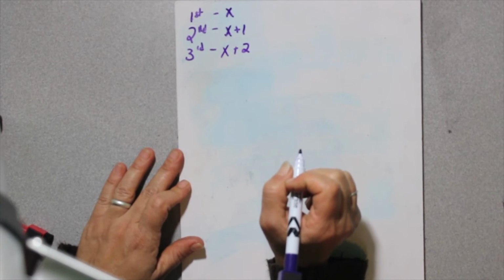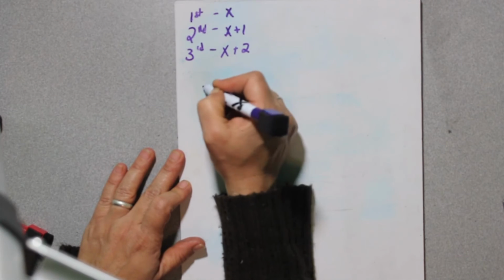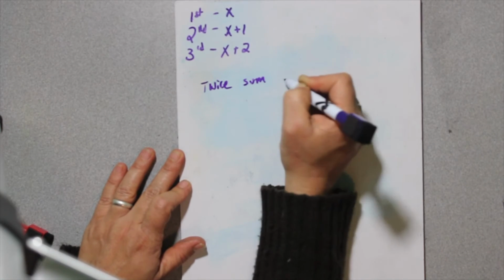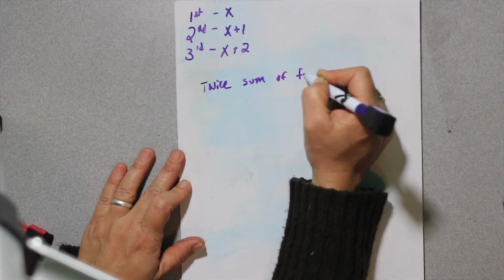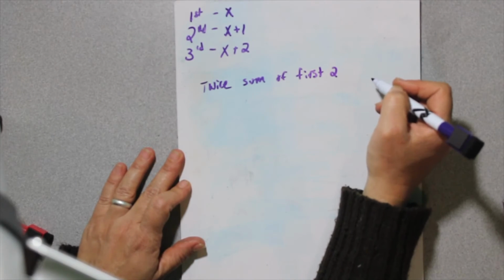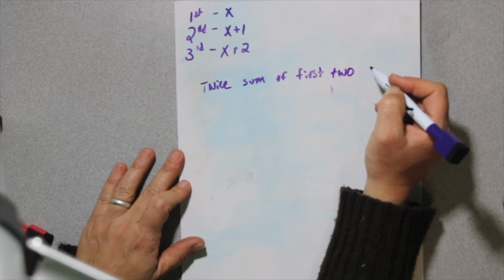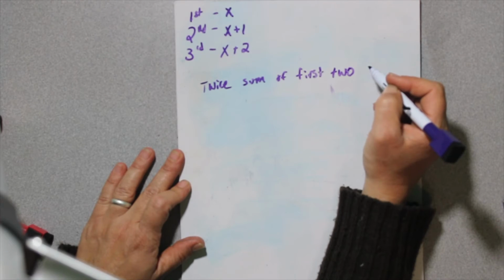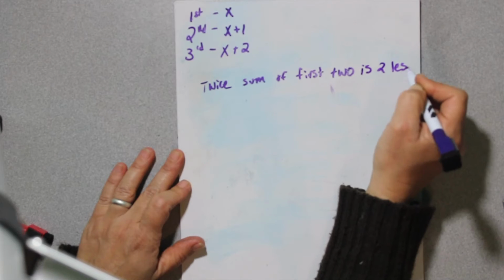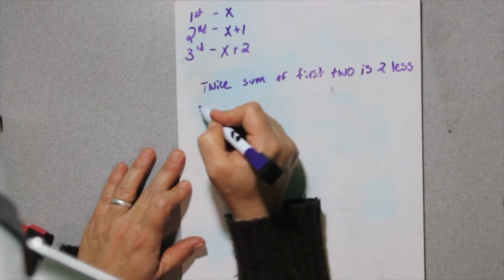Okay, so find 3 consecutive integers such that twice the sum of the first 2 is 2 less than 3 times the third.